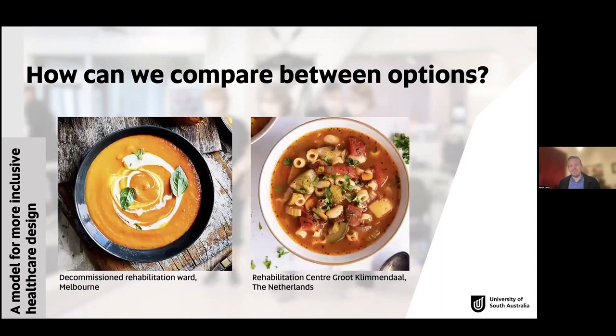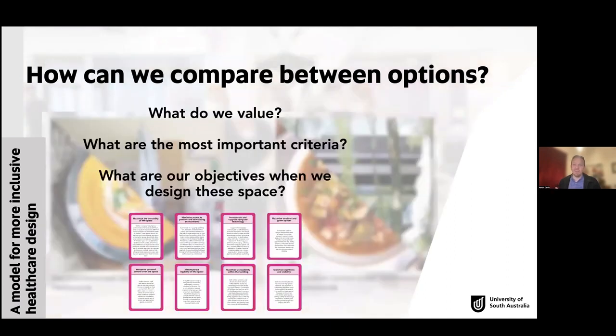So treating them as a soup problem, or as bowls of soup, and not trying to actually identify individual ingredients, but to look at them as a whole and to be able to compare things as a whole, enables us to do a much more holistic and a much better evaluation. So we used value-focused thinking to determine what it is we should be evaluating these facilities based on and what the objectives might be when we design spaces.